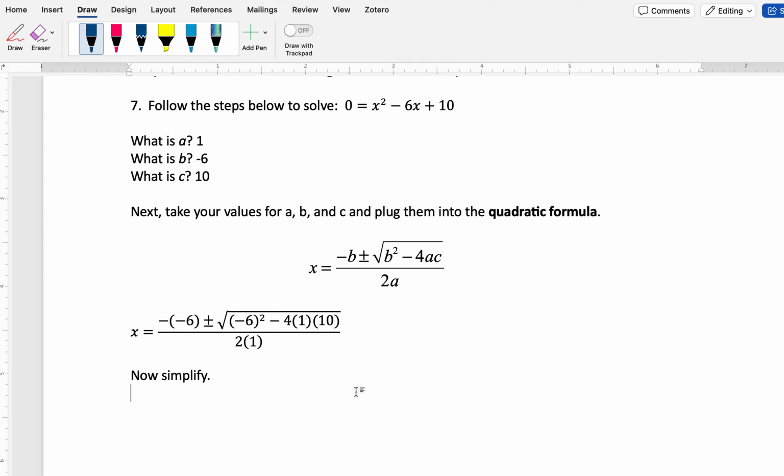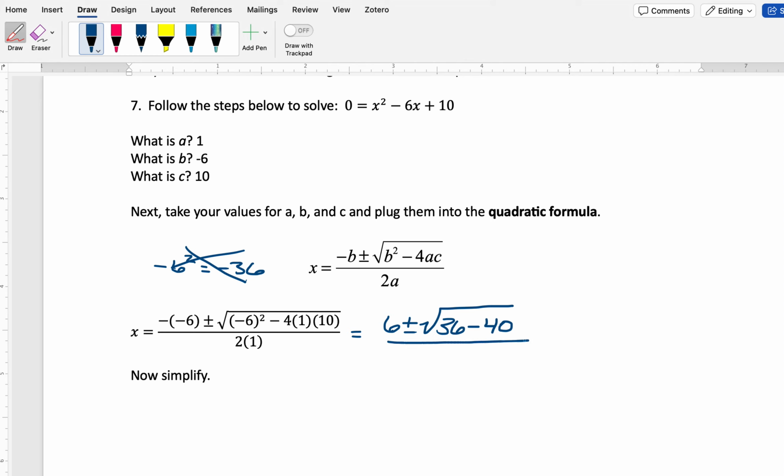So now let's simplify. One thing that we want to be careful of is this minus negative 6 here. That's going to change to positive 6. Another thing that we want to be careful of is squaring this negative 6. Negative 6 times negative 6 is positive 36. If you're doing it on a calculator, you need to make sure that you're typing it in parentheses, the way that I have it written here. If you just type it in like this, minus 6 squared, it's going to square the 6 and then make it negative, which is not what you're trying to do. You're trying to do negative 6 times negative 6.